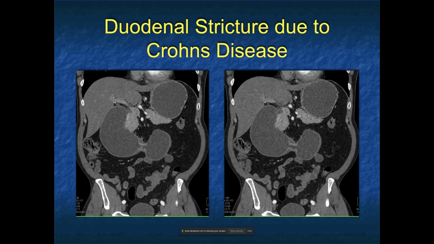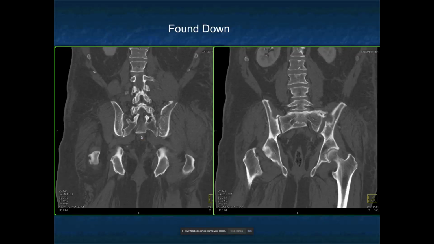Crohn's, we typically think about the terminal ileum, but not necessarily. Crohn's disease can be more proximal as well. And this is a wonderful example of Crohn's involving multiple sites in the duodenum as well as jejunum.